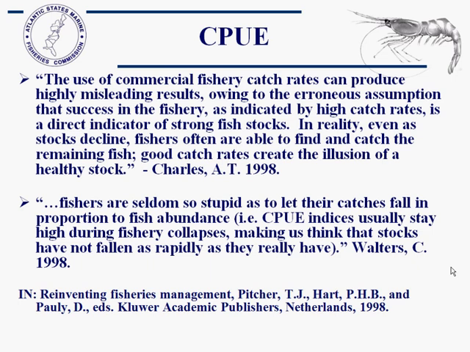There are other people who've said the same thing. Good catch rates can create the illusion of a healthy stock. CPUE indices usually stay high during fishery collapses, making us think that stocks have not fallen as rapidly as they really have. These folks are influenced by what is the classic example of this, which I think is the Newfoundland cod fishery, where catch per unit effort indices stayed high right up to a total collapse. So, scientists have learned from this, and we try not to make this mistake again.